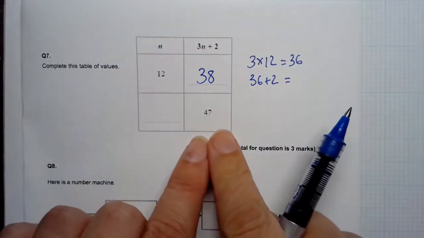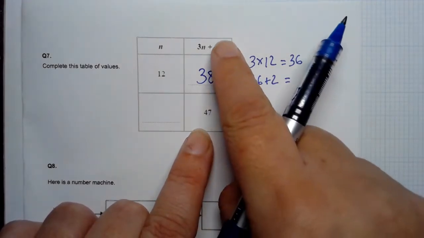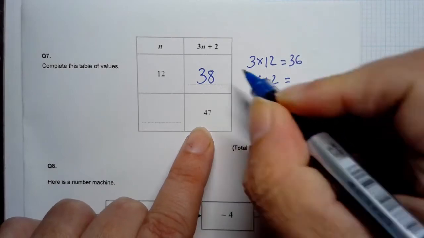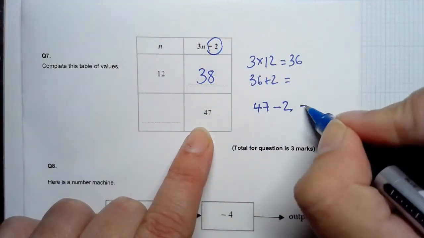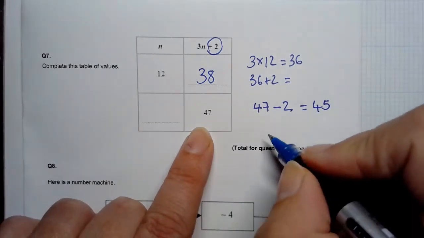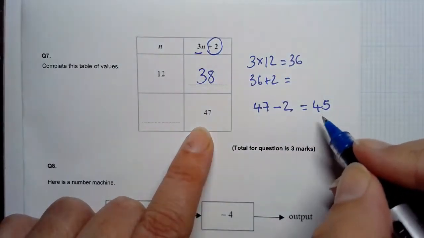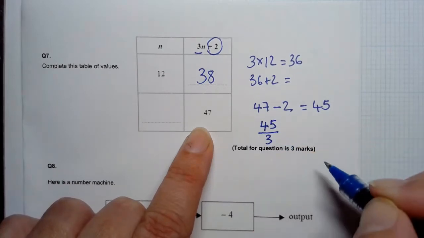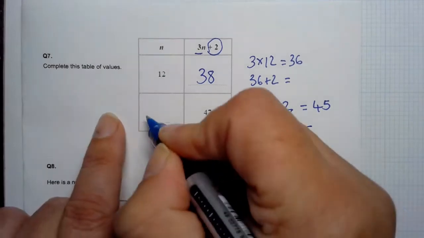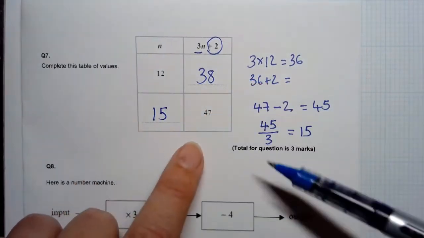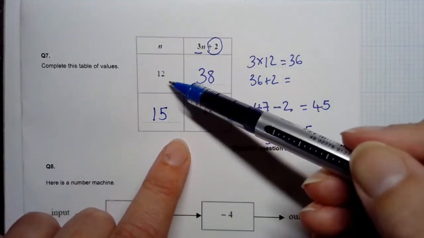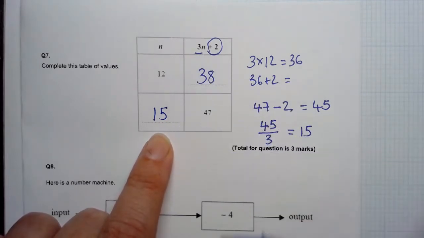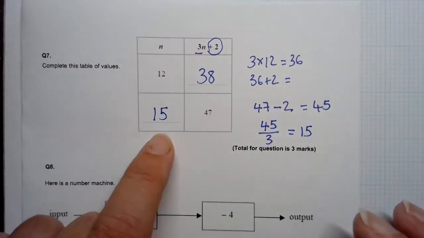Now if I want to undo this, I have to undo what's happening up there. So I'm going to do 47 minus 2 to undo that plus, which gives me 45. And then this was times by 3, so I need to work out what I've times by 3 to get that, and I'll do that by dividing it, and I get the answer of 15. Now you may have used trial and improvement, so you may have just tried taking 13, 14, 15 to get to that answer, and that's perfectly fine.